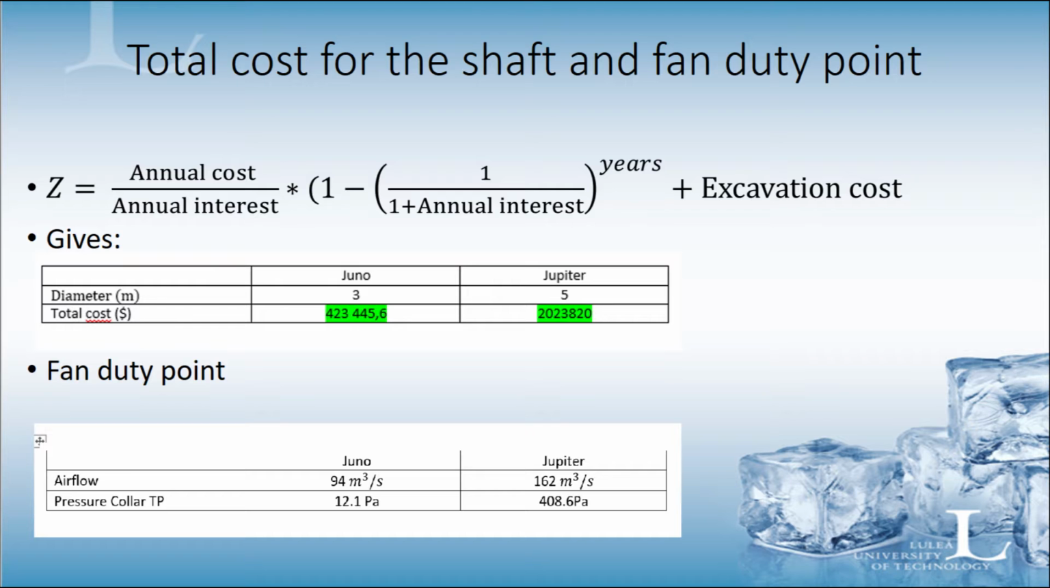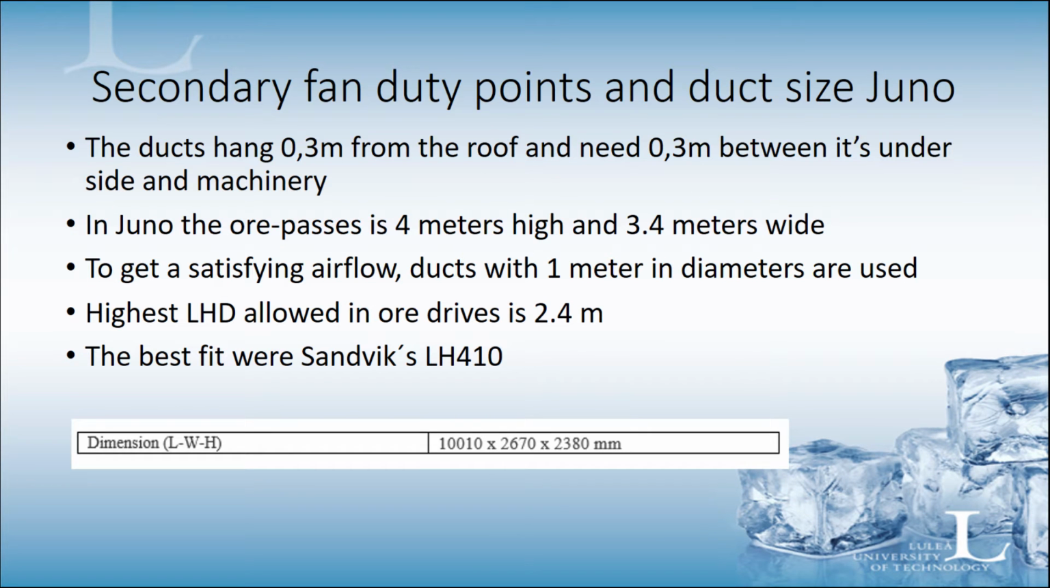In Jupiter, this gives a fan duty point of an airflow of 162 cubic meters per second and a pressure of 408.6 Pascal. The ducts hang 30 centimeters from the roof and need a security distance between the LHD and the underbelly of the duct to be also 30 centimeters. This gives a total of 0.6 meters of spacing.